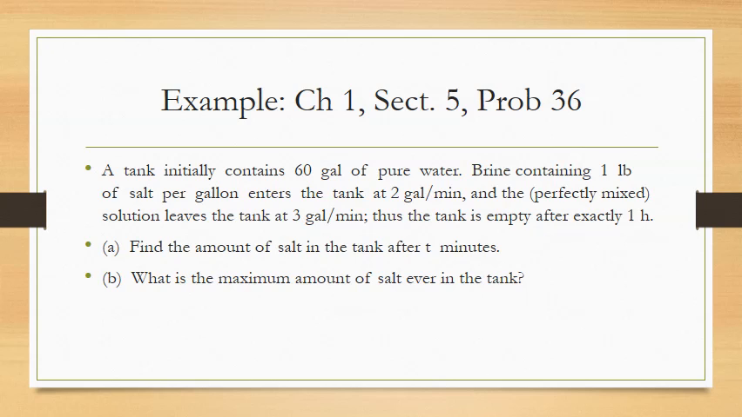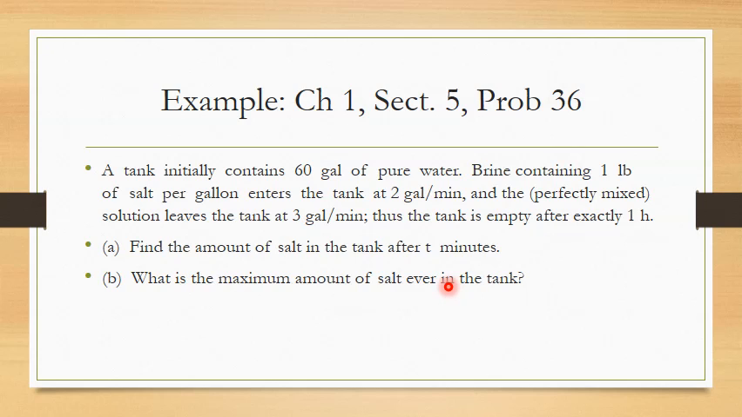And now, here's the word problem. We have an initial tank containing 60 gallons of pure water. A brine containing 1 pound of salt per gallon enters the tank at 2 gallons per minute, and then a perfectly mixed solution leaves the tank at 3 gallons per minute. Thus, the tank empties in 1 hour. They want to know the amount of salt in the tank after some time t, and what is the maximum amount of salt ever in the tank.